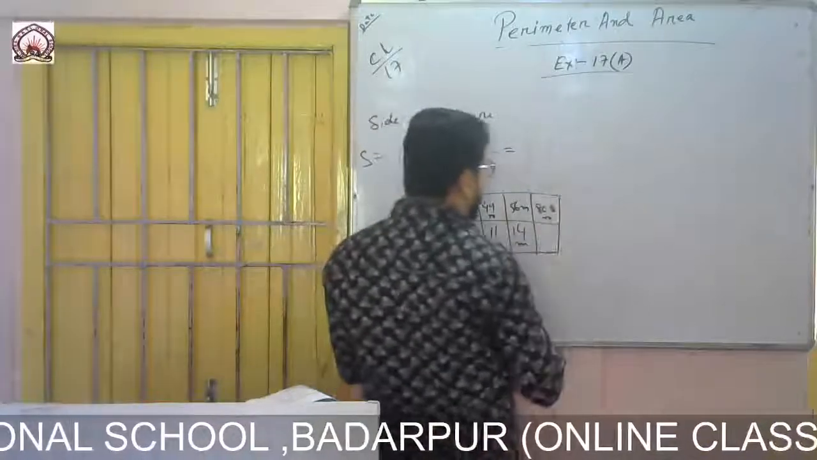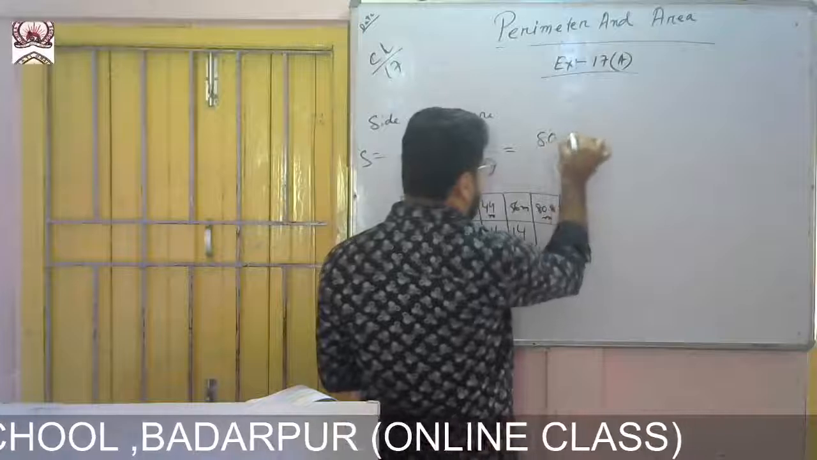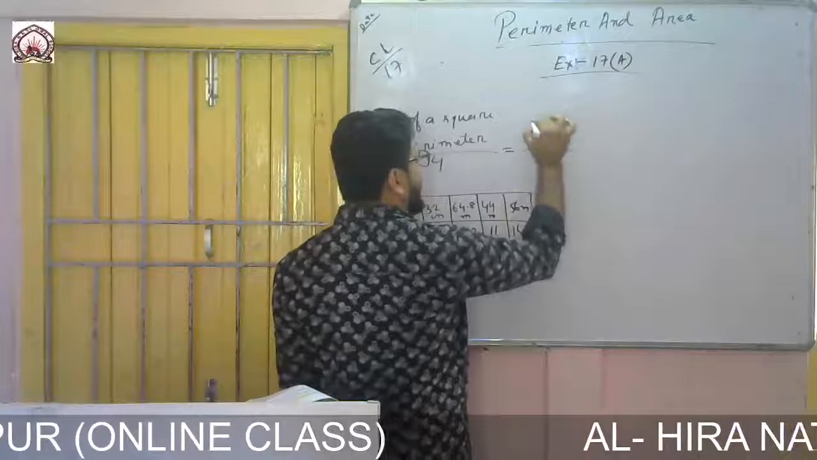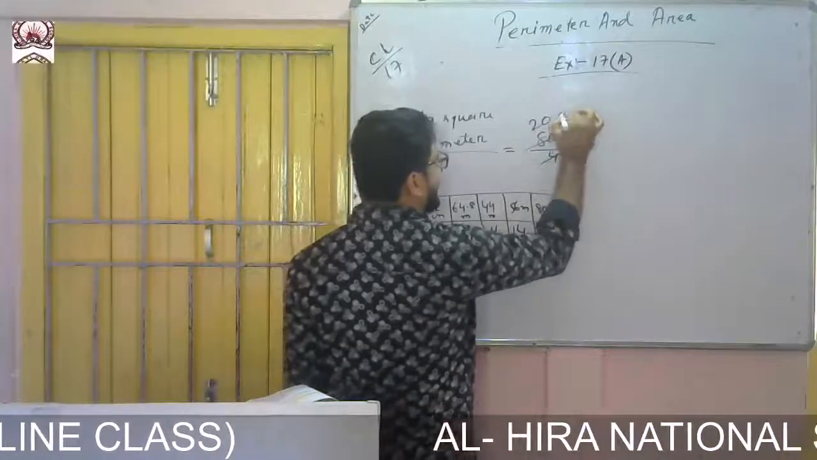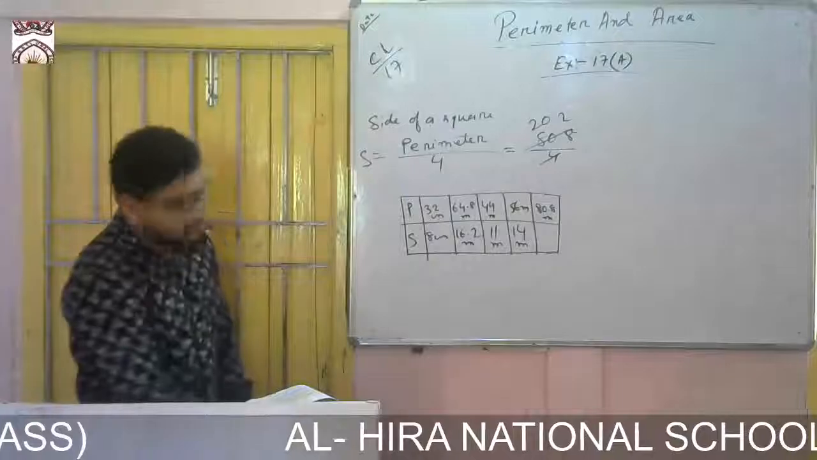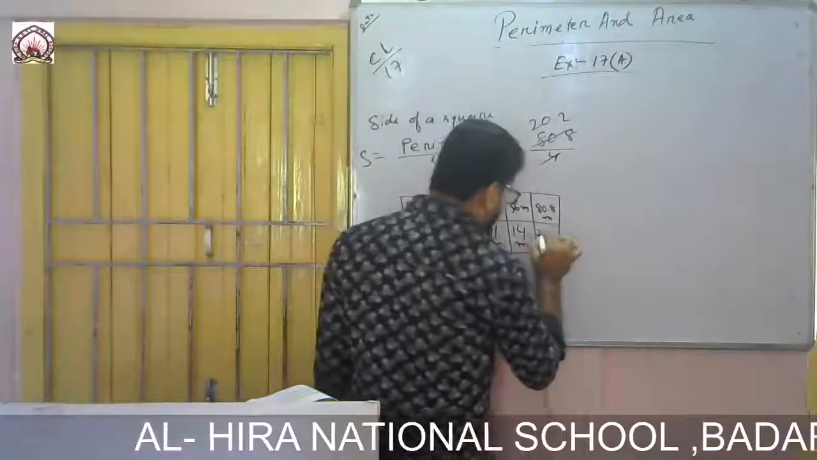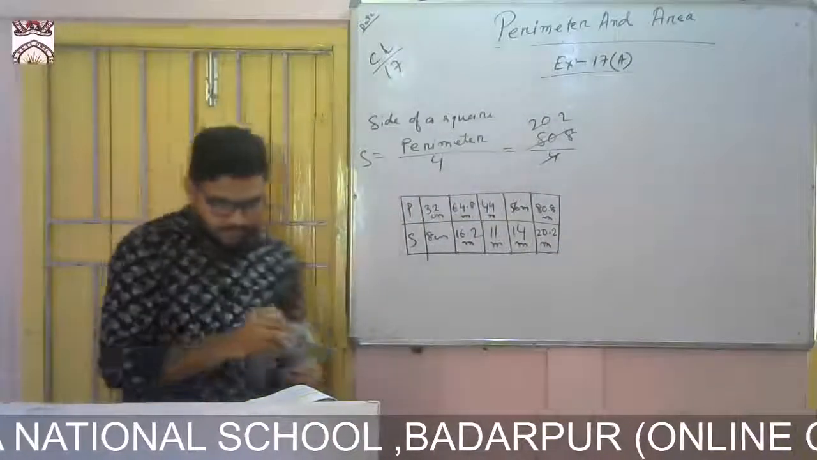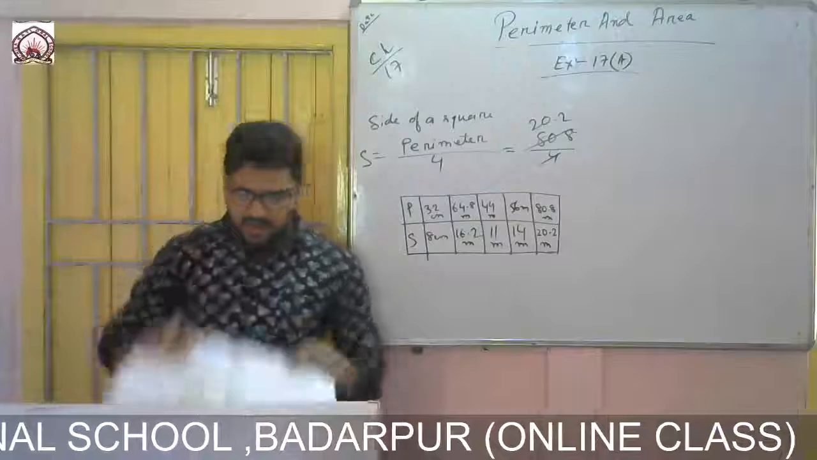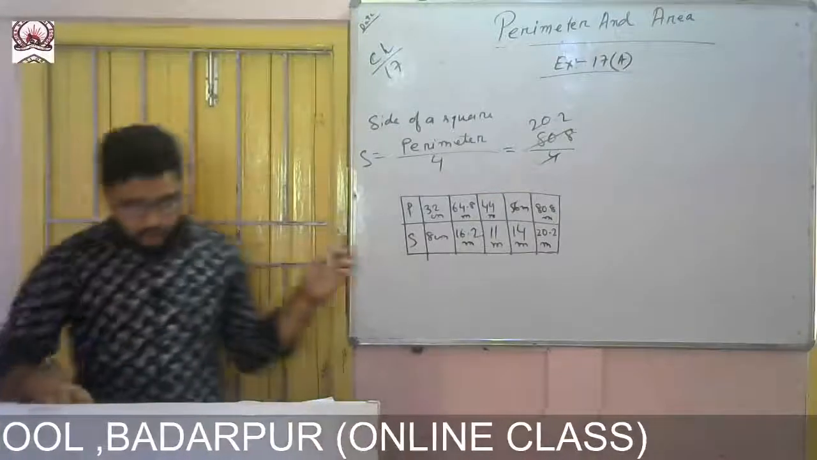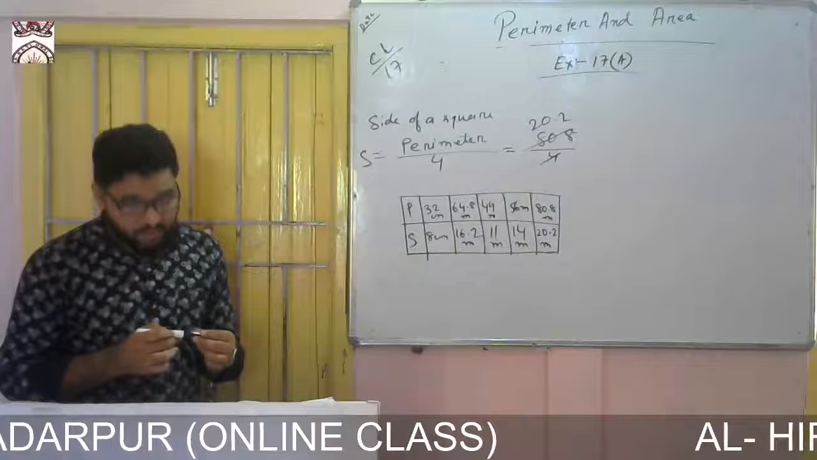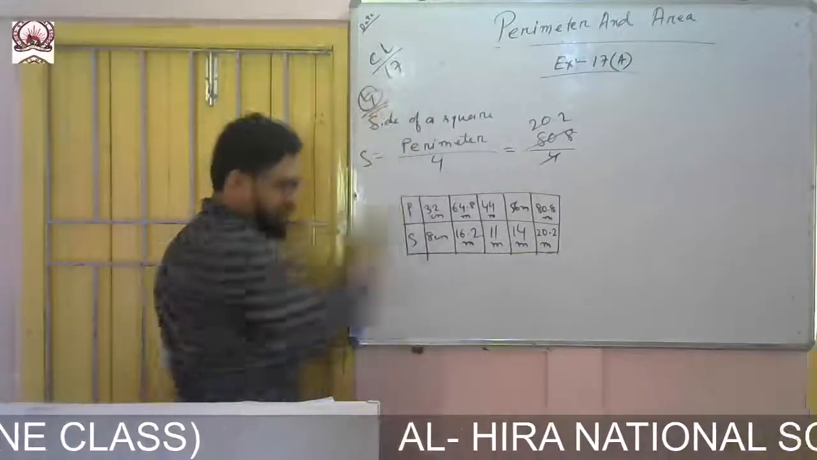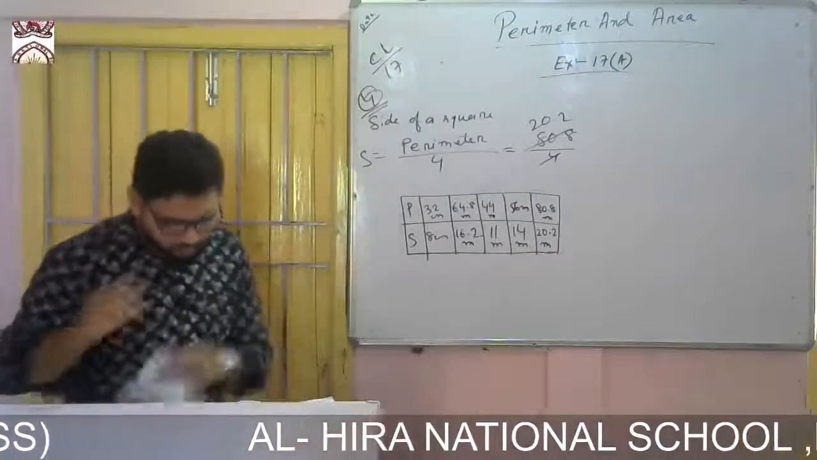Now 80.8 divided by 4. 4 twos are 8, 0, and 4 twos are 8. So it is 20.2 meter. In this exercise there are fewer questions, so I am going to practice more sums. So question number 4 is finished.